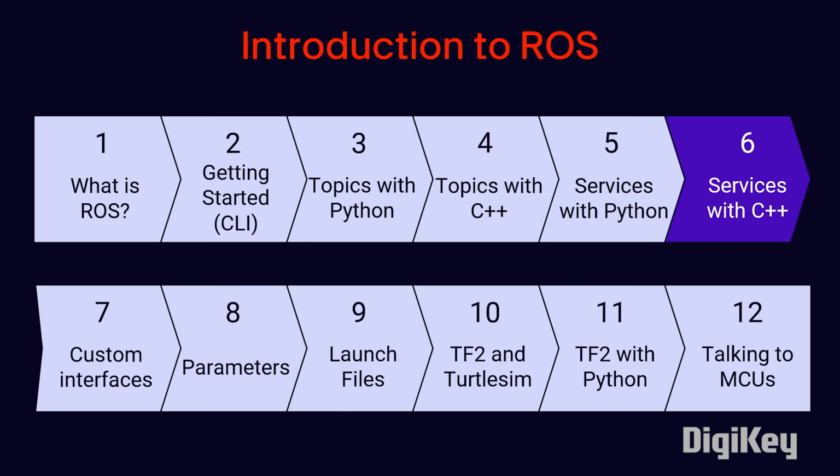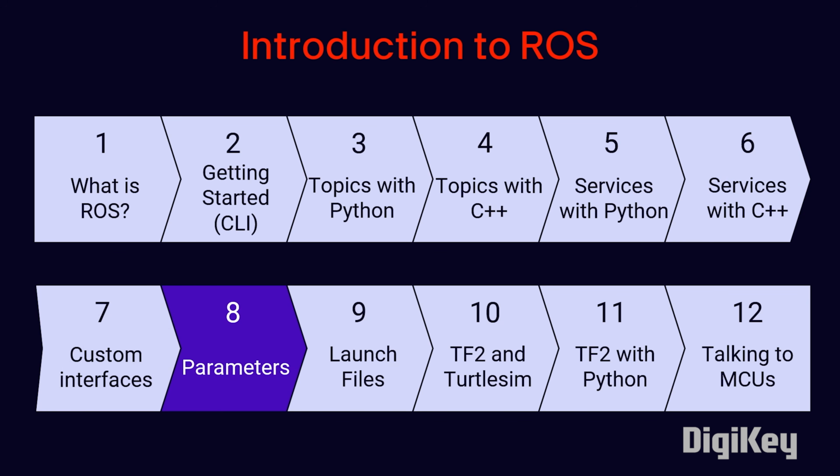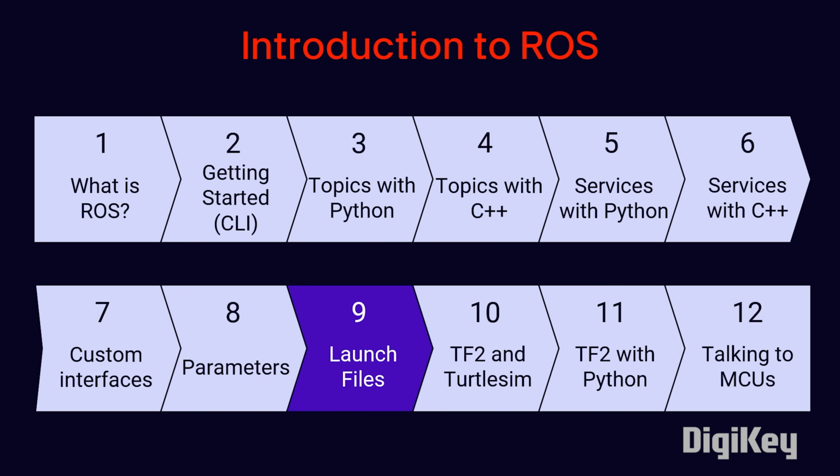Both topics and services rely on strict typing given by interface definitions. While ROS comes with a number of such interfaces, we'll look at how to create our own interfaces. In many cases, you'll need to start nodes with different parameters, so I'll demonstrate how to set up and use ROS-style parameters. Then we'll examine creating custom launch files so you can run multiple nodes with a single command.